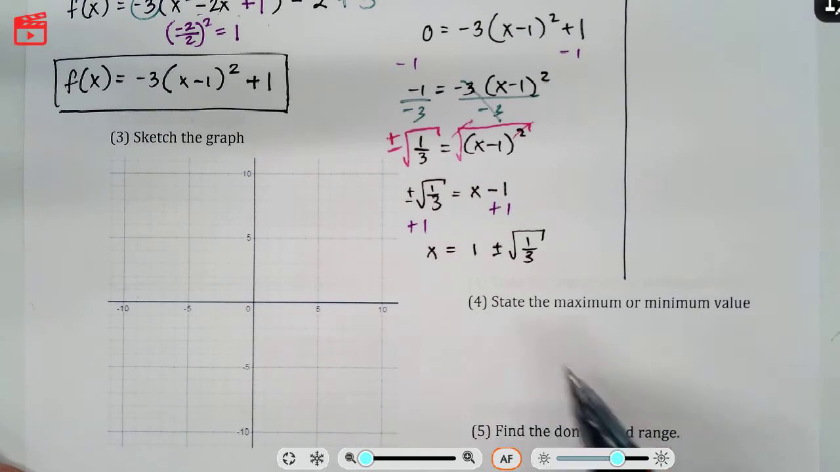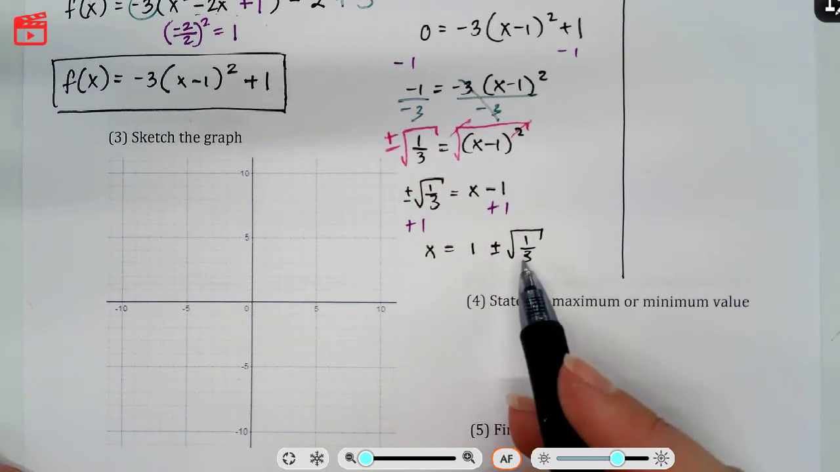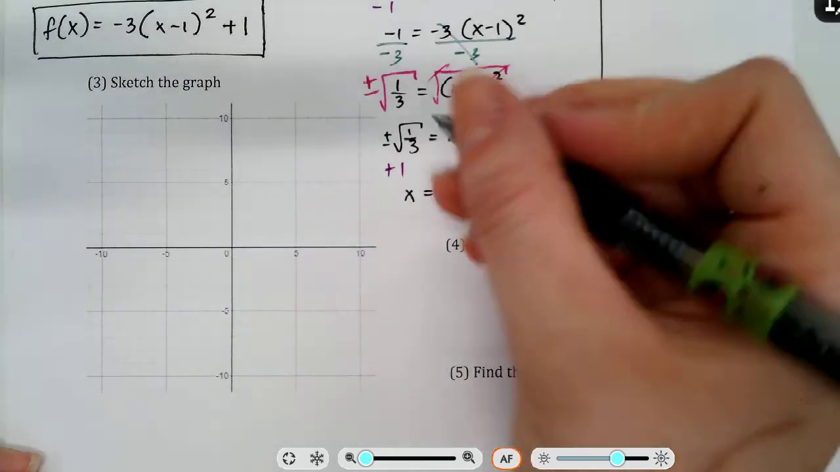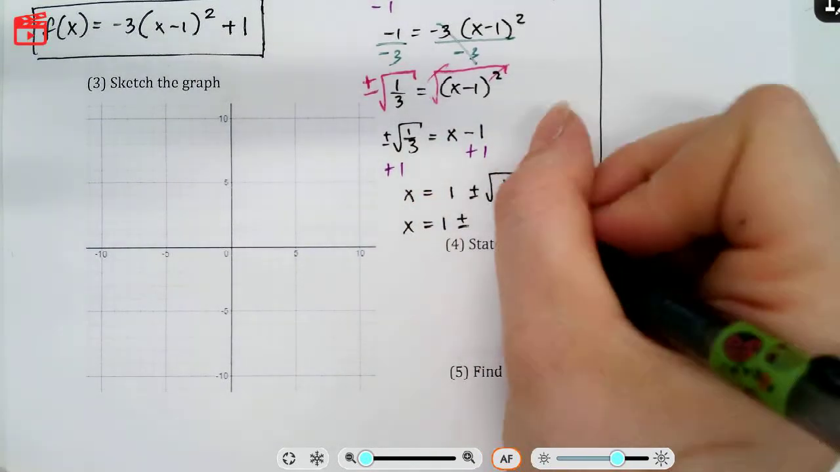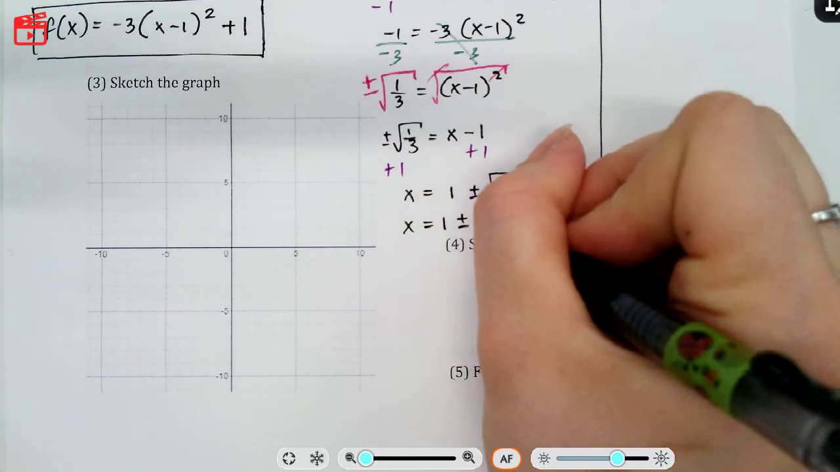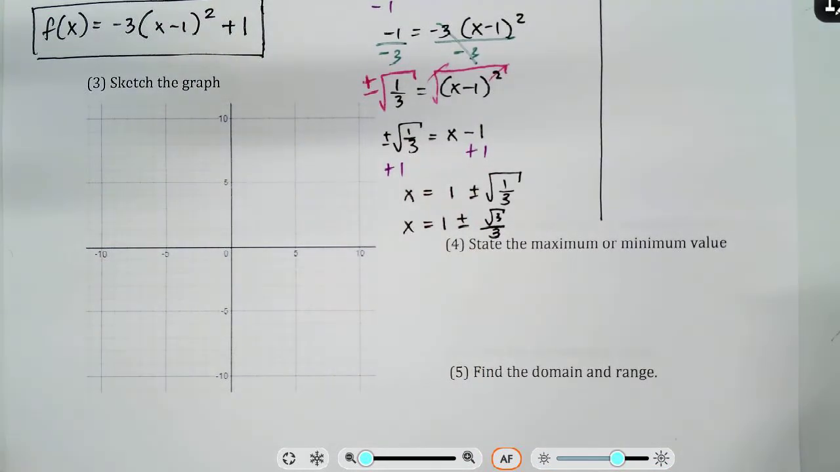I think we're going to need to rationalize this baby. Okay. So that's going to be x equals 1 plus or minus, and then rationalizing this, we'd end up with the square root of 3 over 3. Okay, so rationalizing your answer.